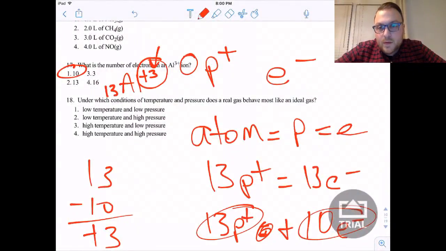If someone comes up with a really good analogy to remember this, that would be awesome. Because I haven't figured it out yet. +3 does not mean you've gained anything. You've lost. When you see +3, you lost electrons.